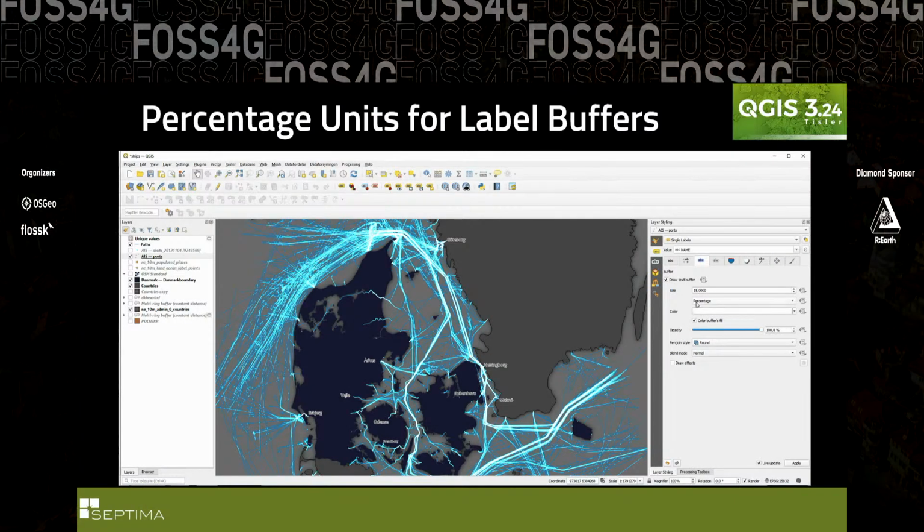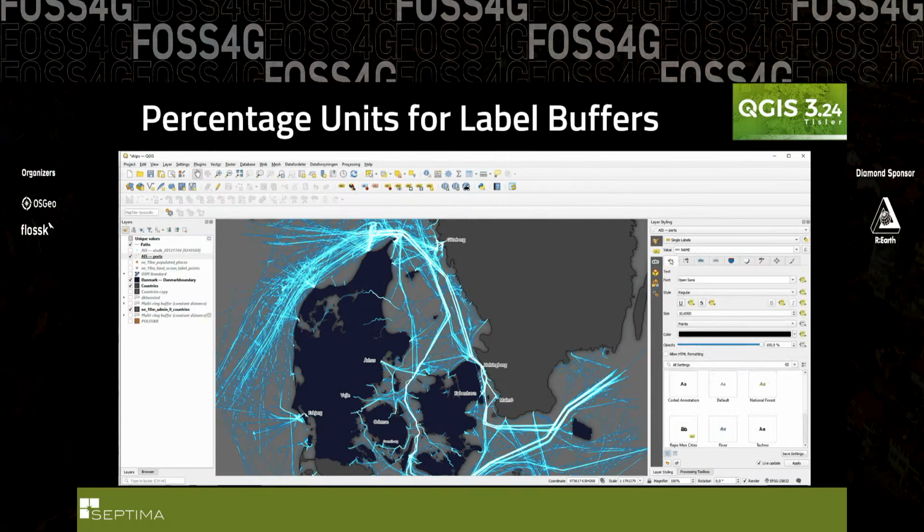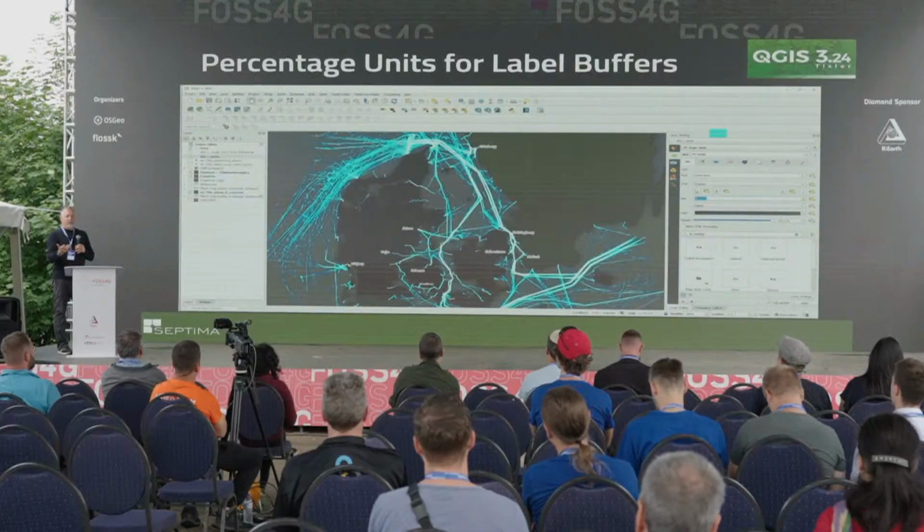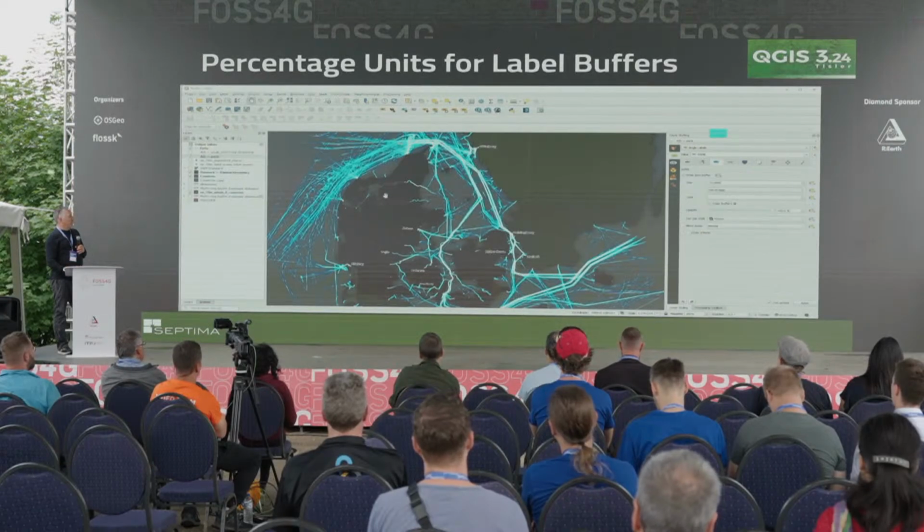So moving on to labels. This is a subtle tweak, but it's nice. There's a new unit for label buffers, and it's percentage. So I can set the percentage of the font that I want the label buffer to be. And then if I resize my label font size, that stays proportional to my label size. So that's a really nice thing. If you're going to be resizing labels, you can use the percentage buffer distance for those halos.